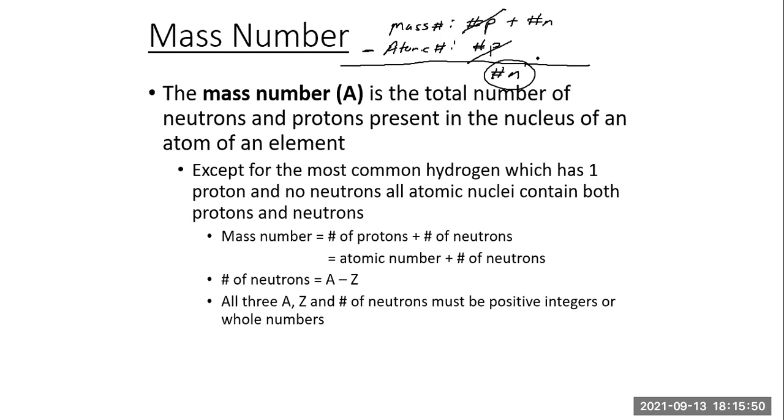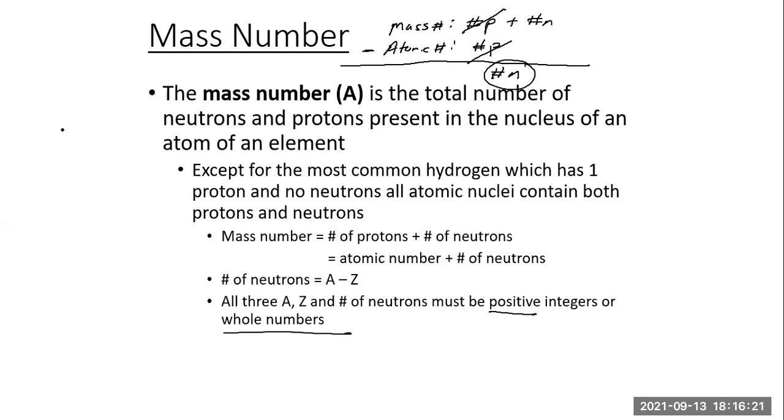As I mentioned before, except for hydrogen, which has only a proton and electron and no neutrons, every single element has protons, electrons, and neutrons. Now, a really important thing is this: when you're asked to give the number of protons, electrons, neutrons, or the atomic number or the mass number, those all should be positive whole numbers.